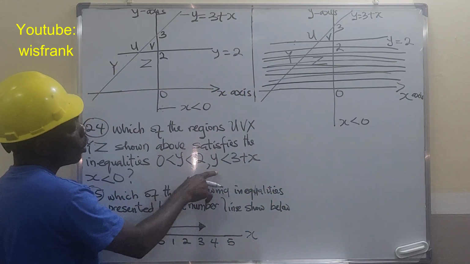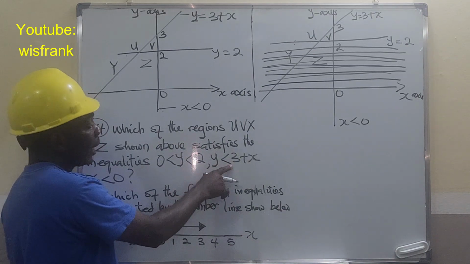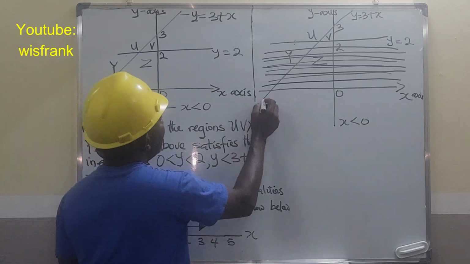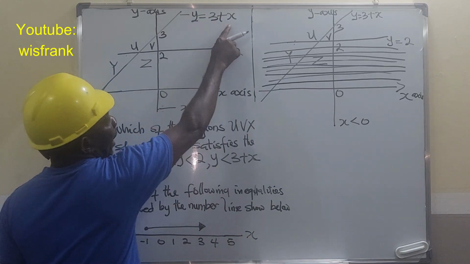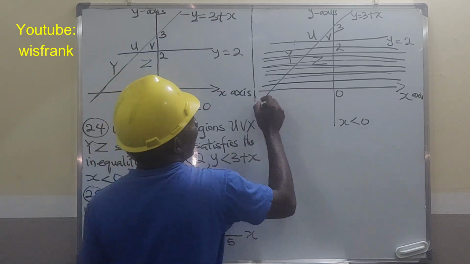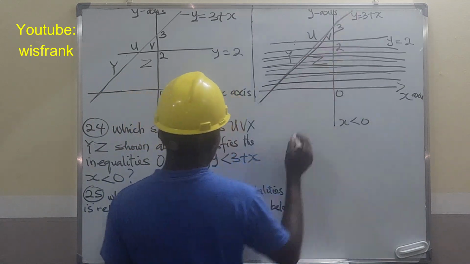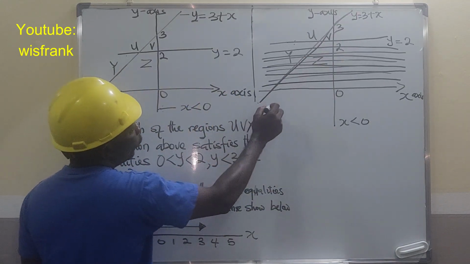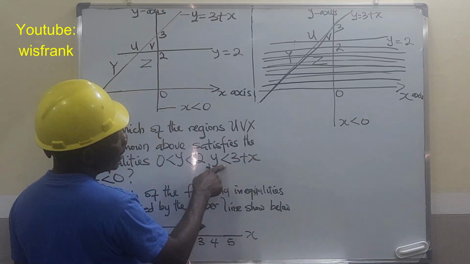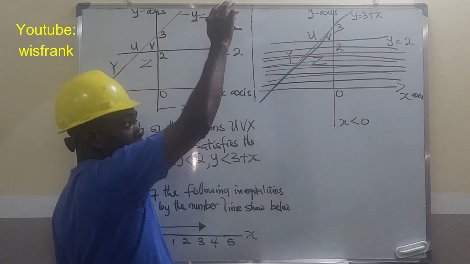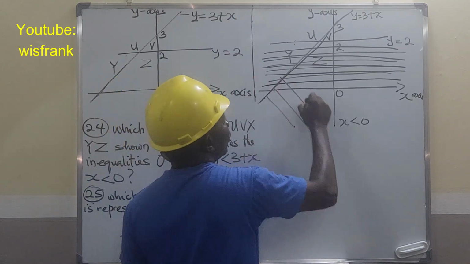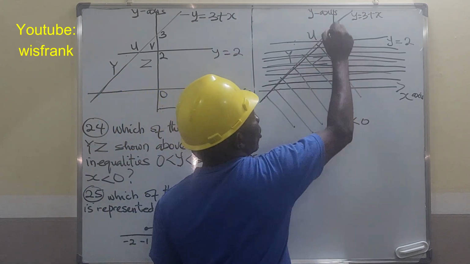The next one is y is less than 3 plus x. At this point we have y equals 3 plus x, which is this line. So what do we do? It says less than, and less than means it's coming this way; when it goes up, it's greater than. So we are going to shade this side, because it's less than.